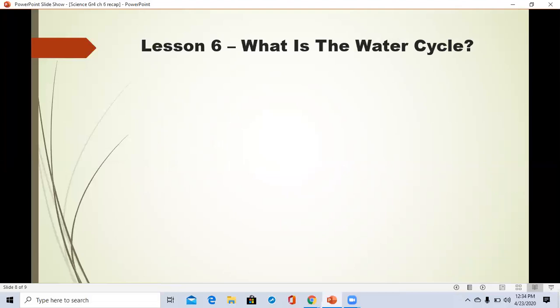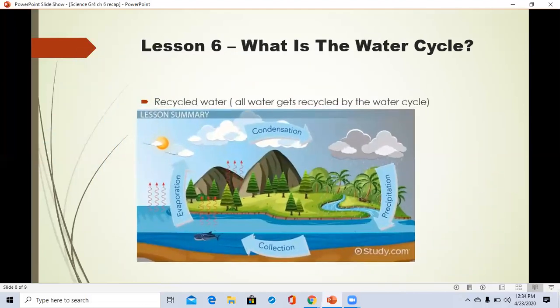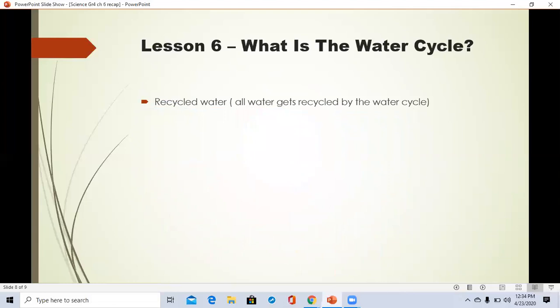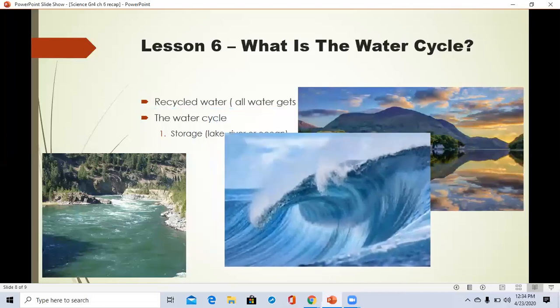So what is the water cycle? Lesson number 6. The water cycle is where water gets recycled all the time, which means we use water over and over. The water cycle starts by a collection of water, which is called a body of water. Then it evaporates due to the sun's heat and condenses on the Earth's surface or in the atmosphere, and then precipitates. So the water cycle starts by storage: lakes, rivers, and oceans.